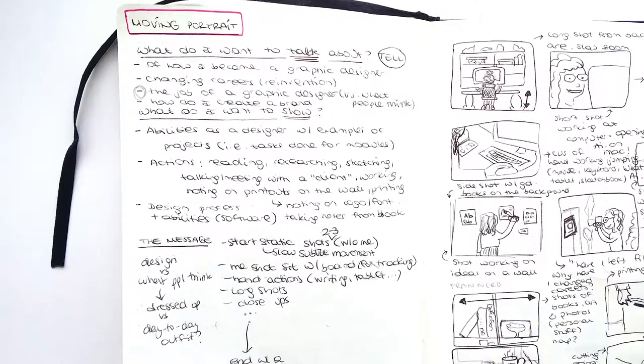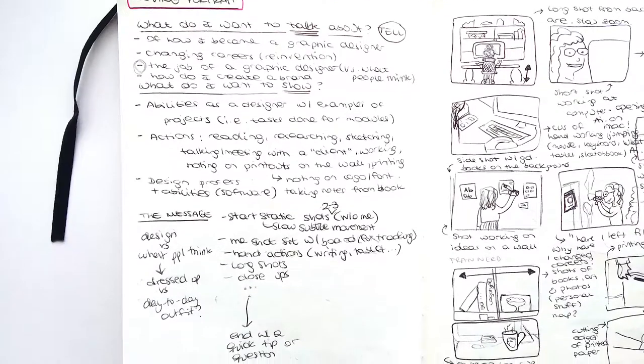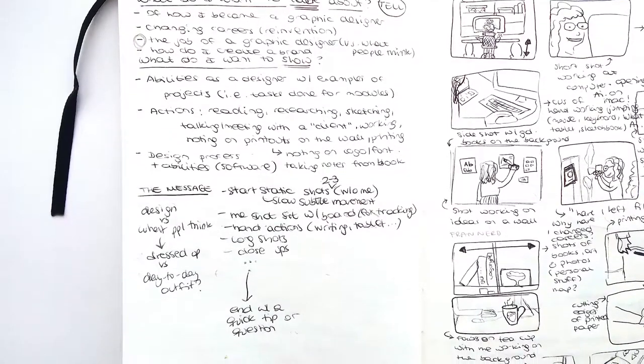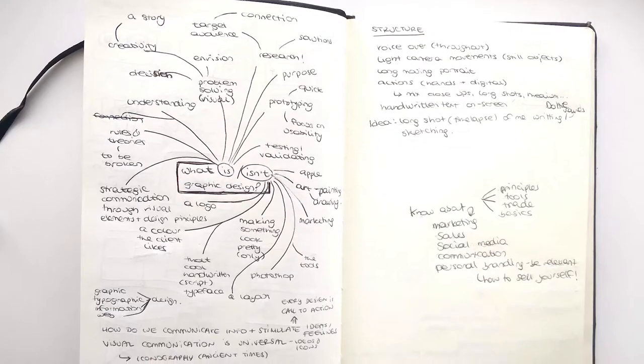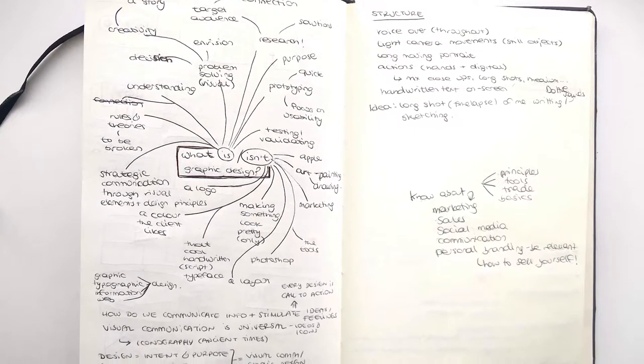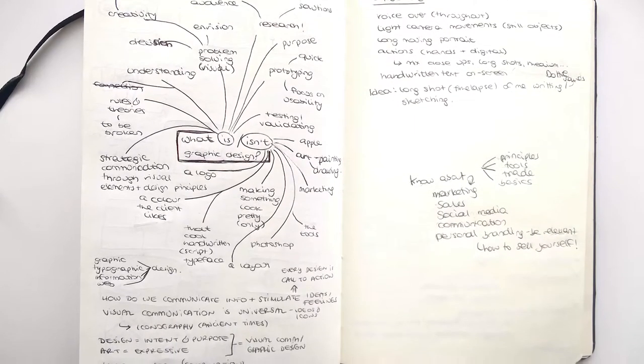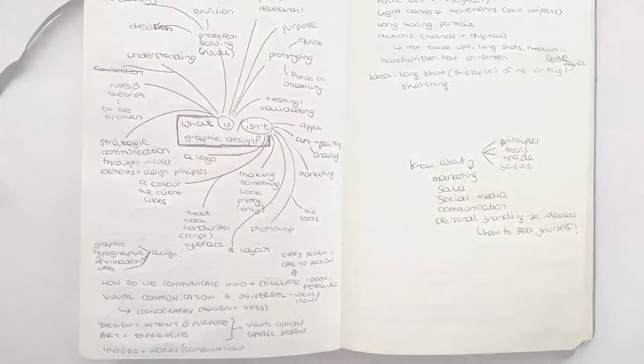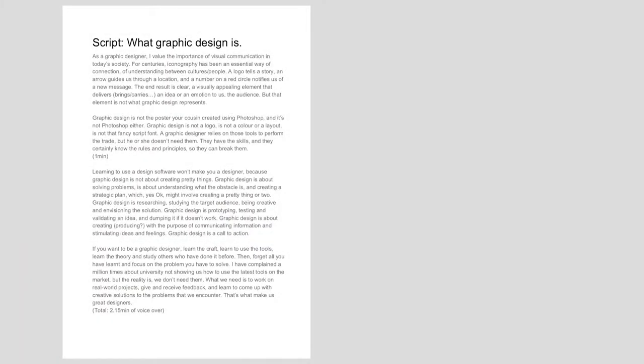Based on that, I started thinking about what I wanted to show and what I wanted to tell, so I would have a clear idea for my script. The first idea that came to mind was to talk about the role as a graphic designer and how it is misinterpreted in the society. After writing a first script that I really liked, I decided that it was too critical for this and it didn't really answer the brief.